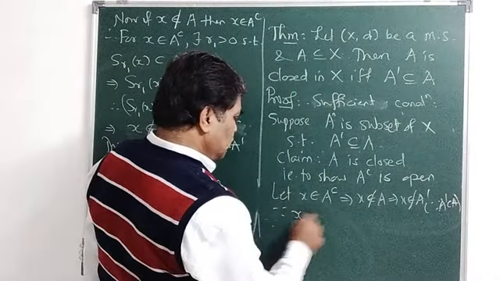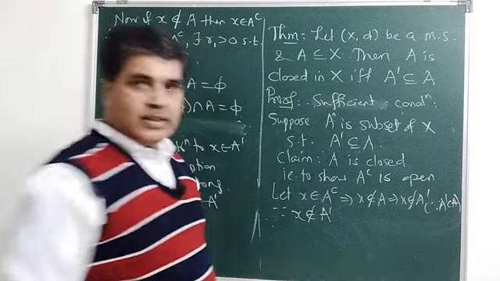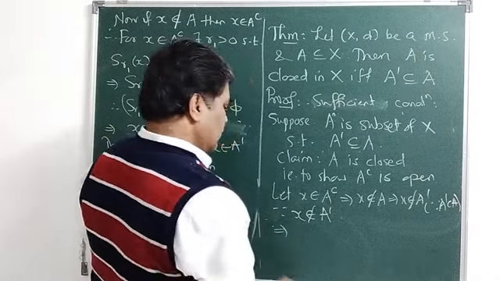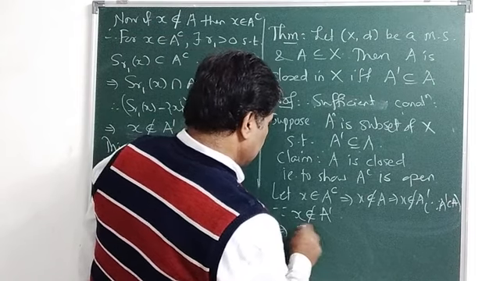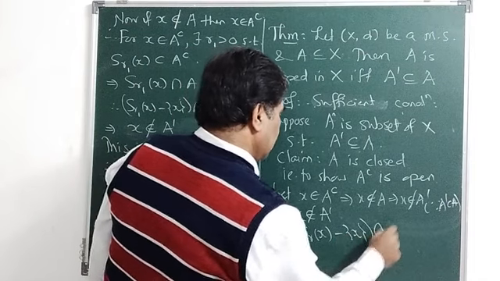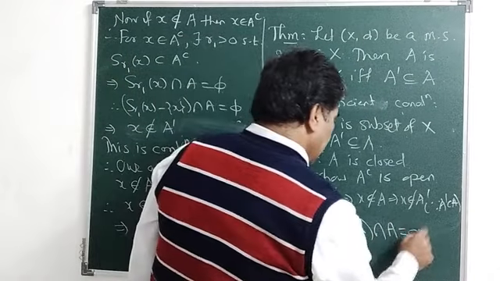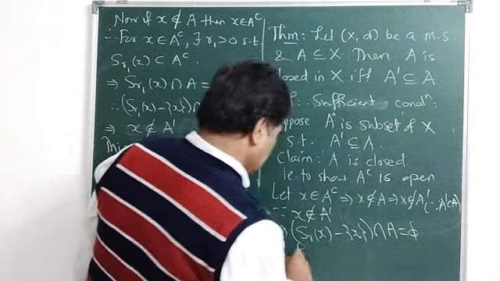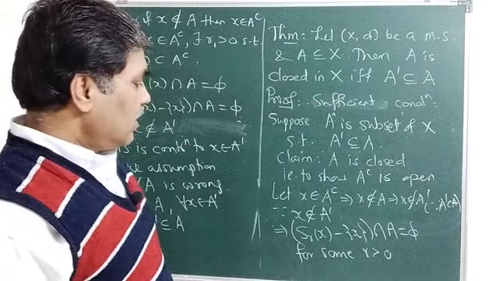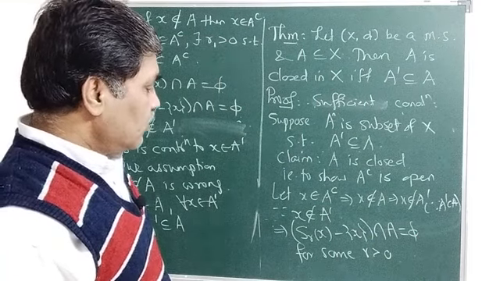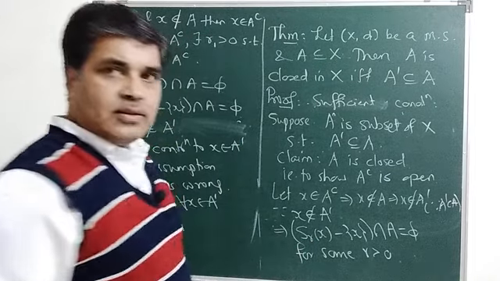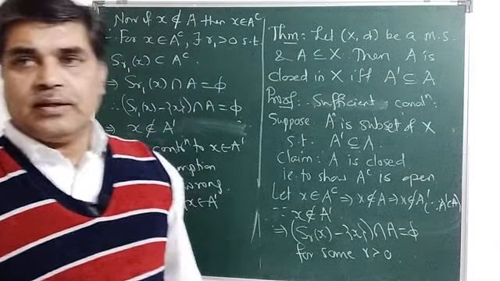Since x is not in A dash, what this implies is S_r(x) minus {x} intersection A is phi for some r greater than 0. So S_r(x) doesn't contain any point of A other than possibly x. Is it clear?